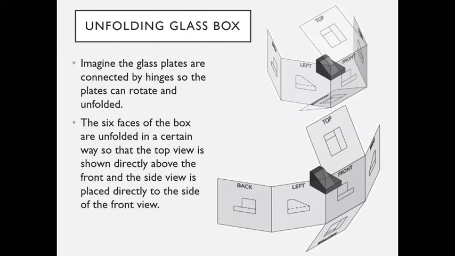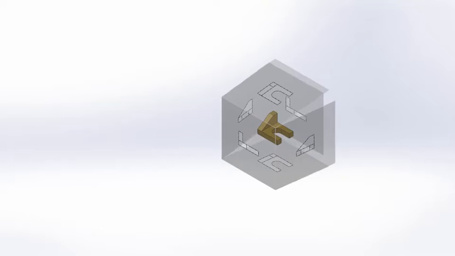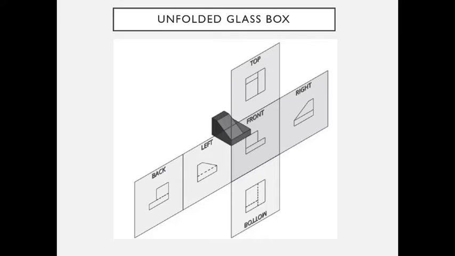Assume each image is etched on each glass plane, so each image moves and rotates with its plate. Notice how each plane swings relative to the front plane, and how each view changes its orientation as the glass wall unfolds to the front plane. Here's an animation of a glass box being unfolded around the front plane. Here's a figure of all 6 unfolded plates onto the front plane.